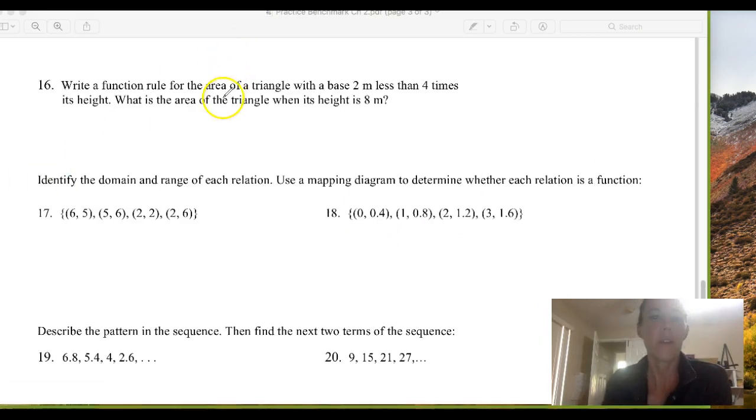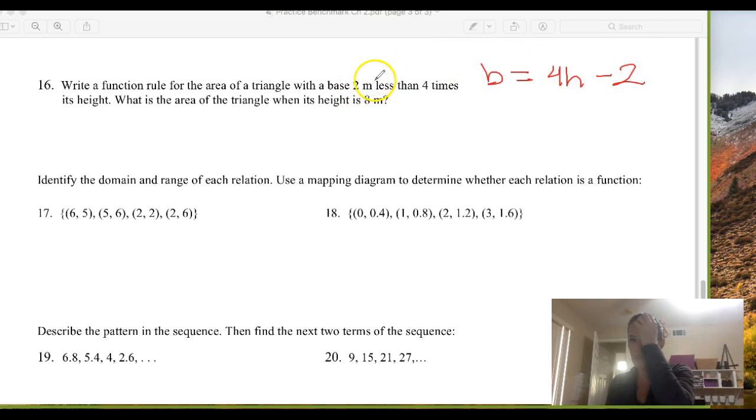All right, this one. Write a function rule for the area of a triangle with a base 2 meters less than 4 times its height. What is the area of the triangle when the height is 8? This one's a little trickier. Write out what you see. The base is going to be 2 meters less than 4 times the height. So I'm going to take 4, multiply it by the height, and subtract off 2 meters. Anytime you have the 2 less than, hold on to it, do the 4 times the height and subtract off your 2. That's your base.